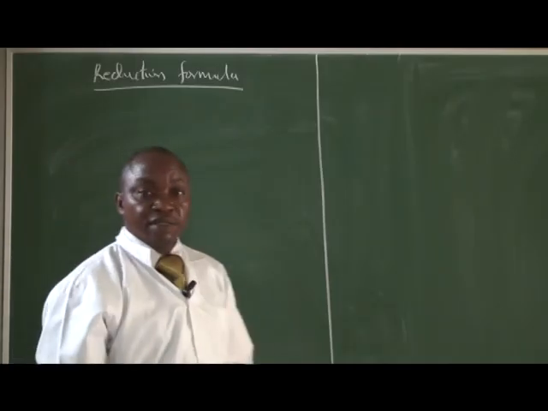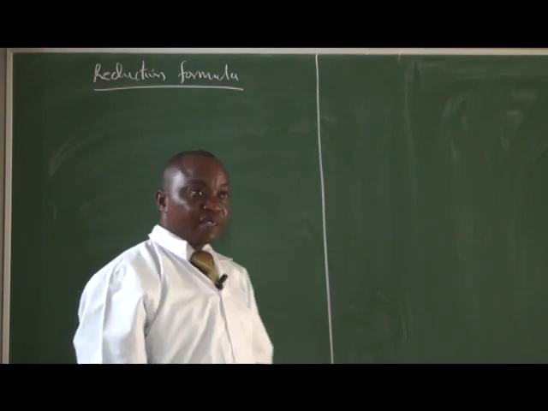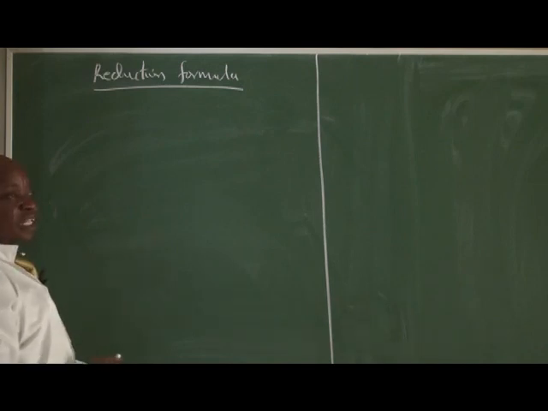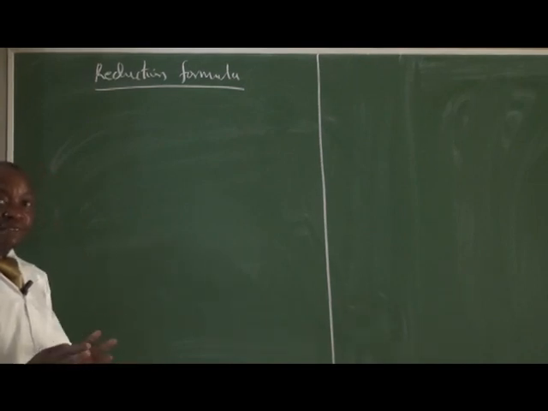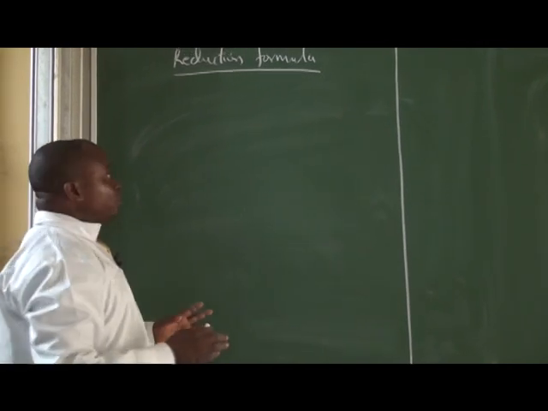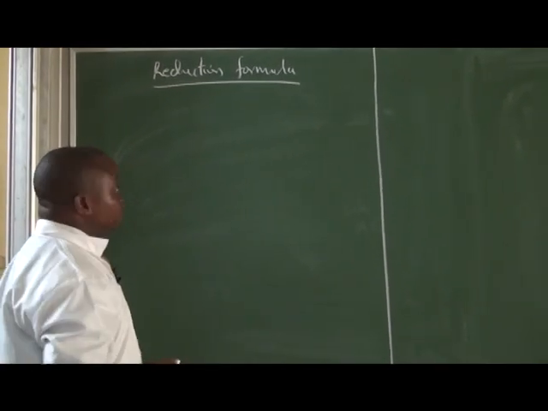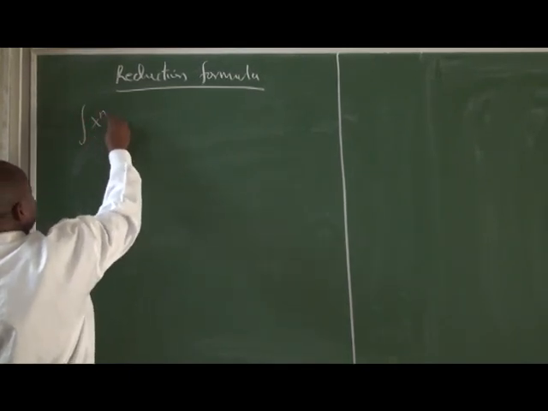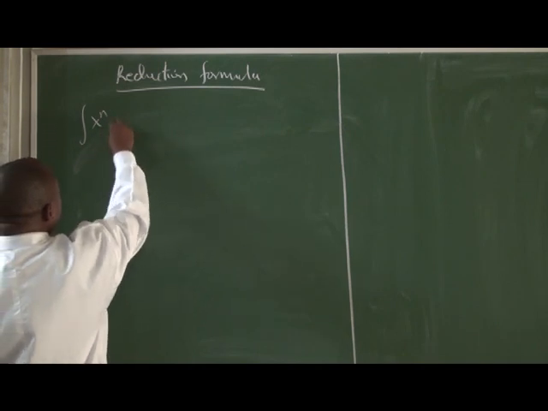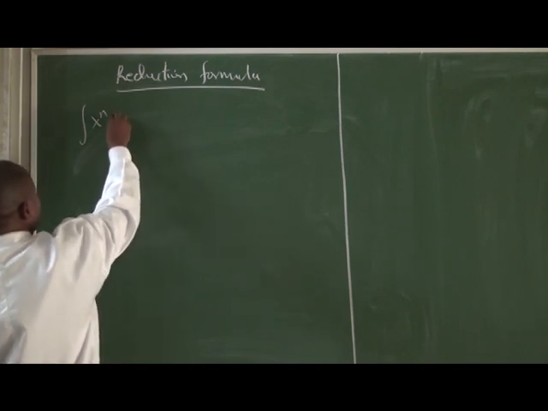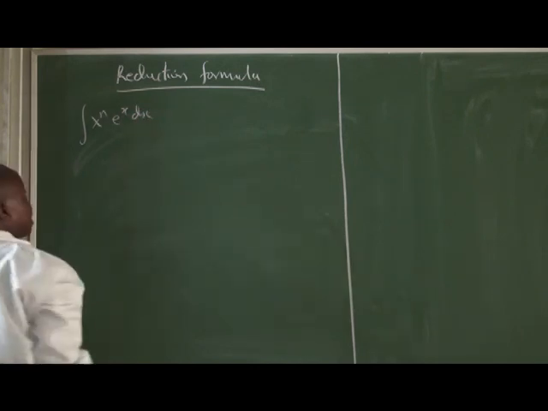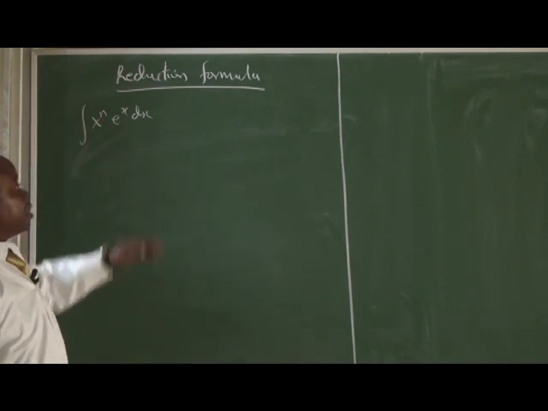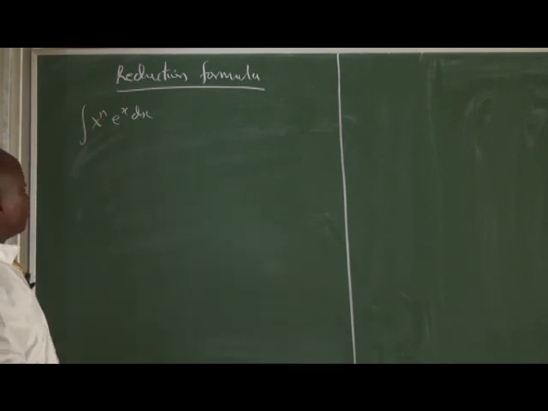Okay, the next topic is reduction formula. Now we'll start with different reduction formulas. There are so many reduction formulas based on the function to be integrated, but I'm going to take a few of them because of time. Now we'll look at the integral of x^n exponential x dx. Let me start there. When I have a polynomial function and an exponential function, what is the reduction formula for it?